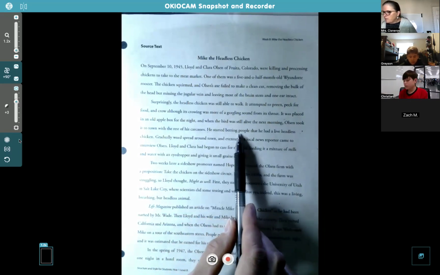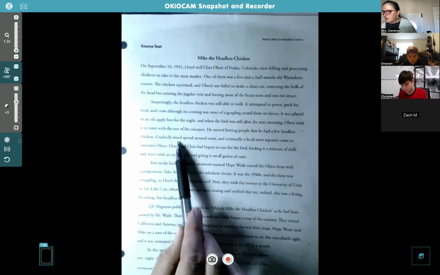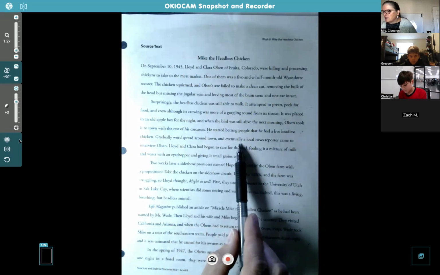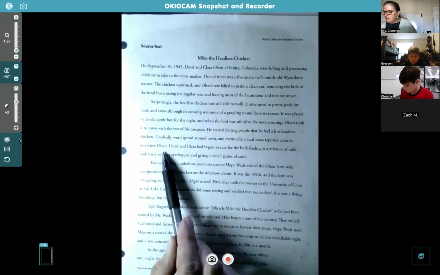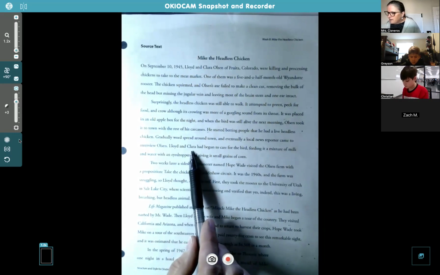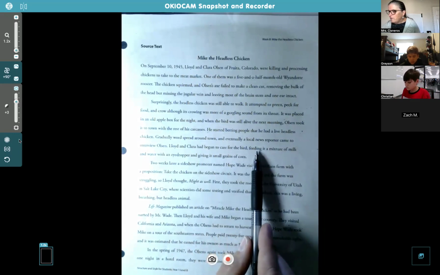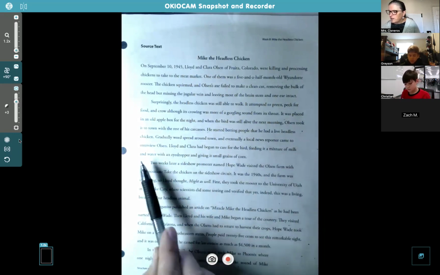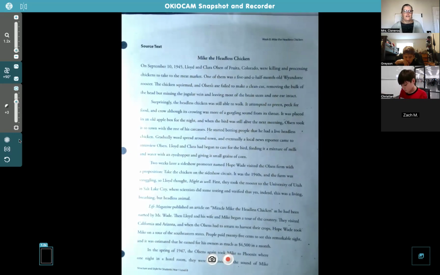He started betting people that he had a live headless chicken. Gradually, word spread around town, and eventually the local news reporter came to interview Olson. Lloyd and Clara had begun to care for the bird, feeding it a mixture of milk and water with an eyedropper and giving it small grains of corn.